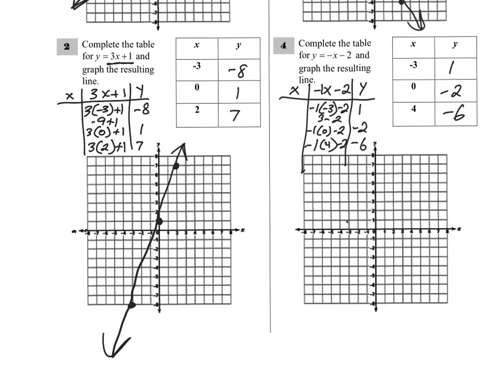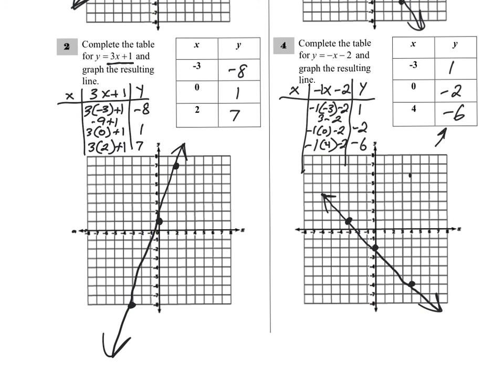Left 3 up 1. 0, -2. And right 4 down 6. If you accidentally got the sign wrong on this last point and you made it a +6, you would go right 4 and up 6, and you can see that that's not on that line. If you connect these 2 points, it's not going to fall on that line.